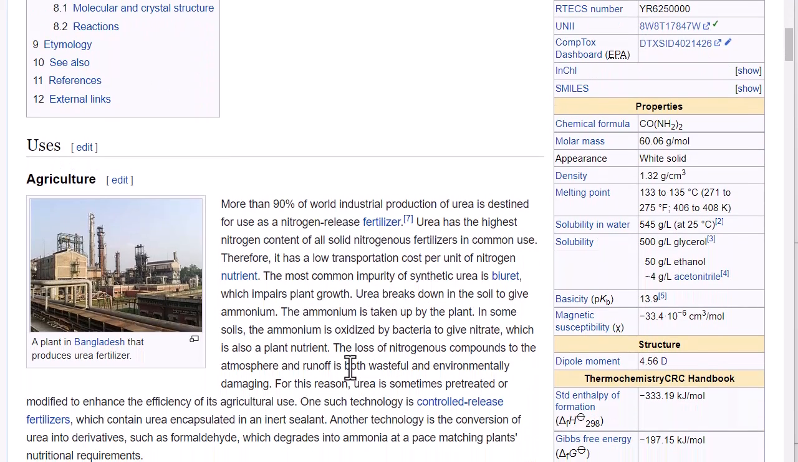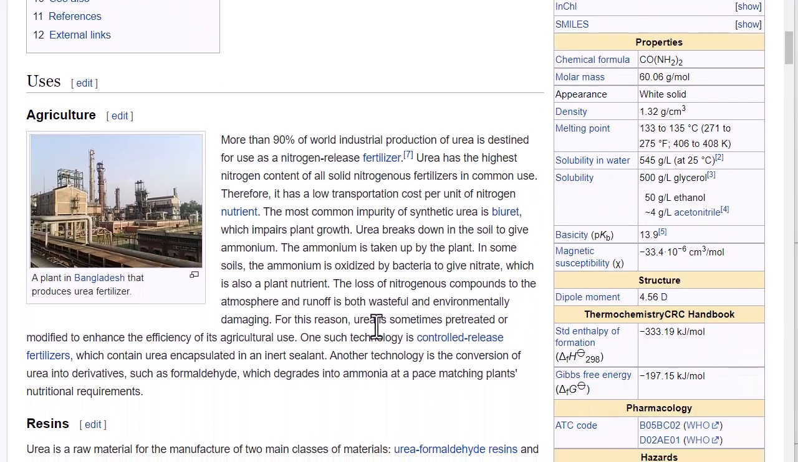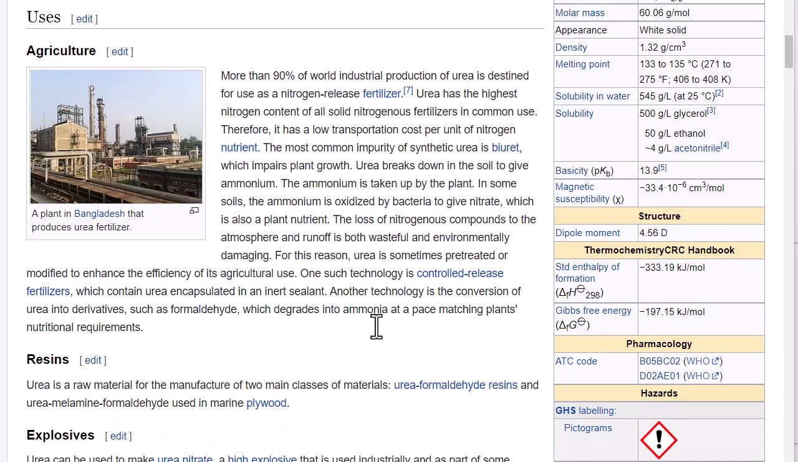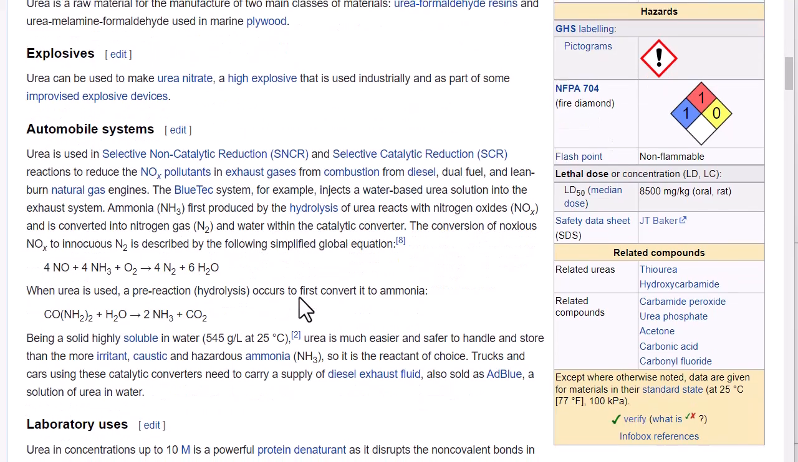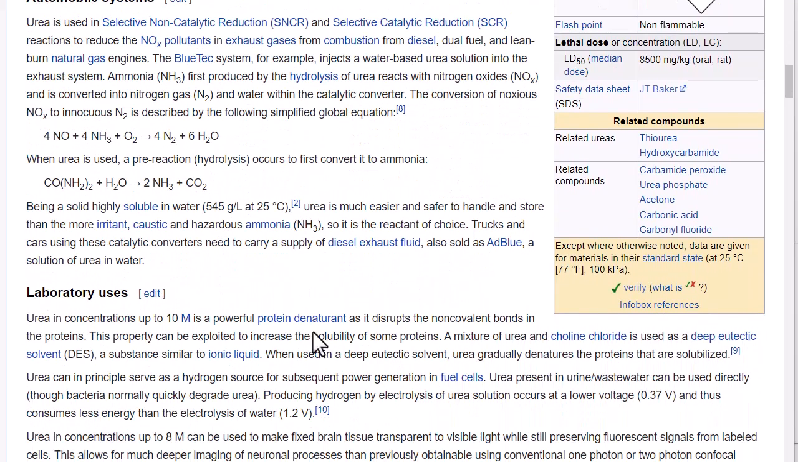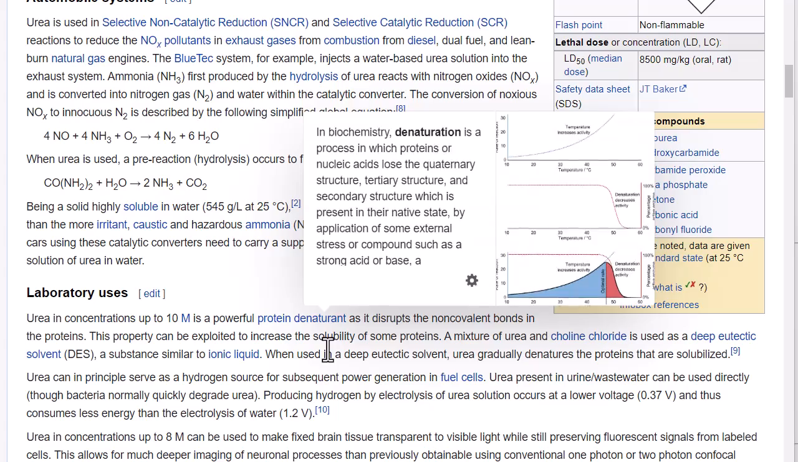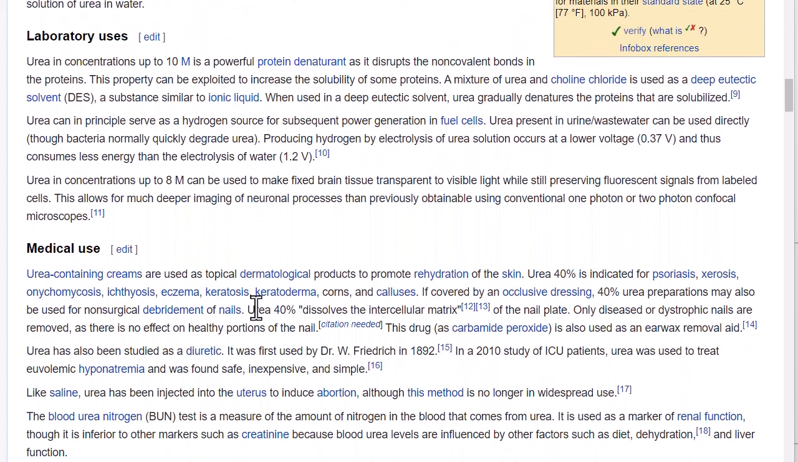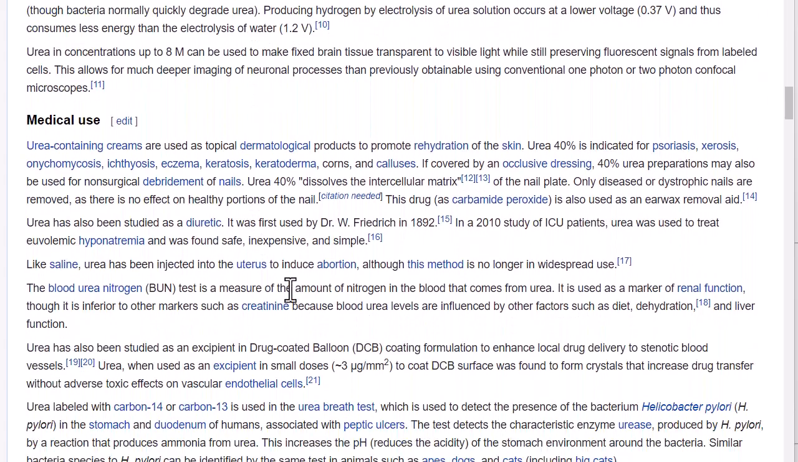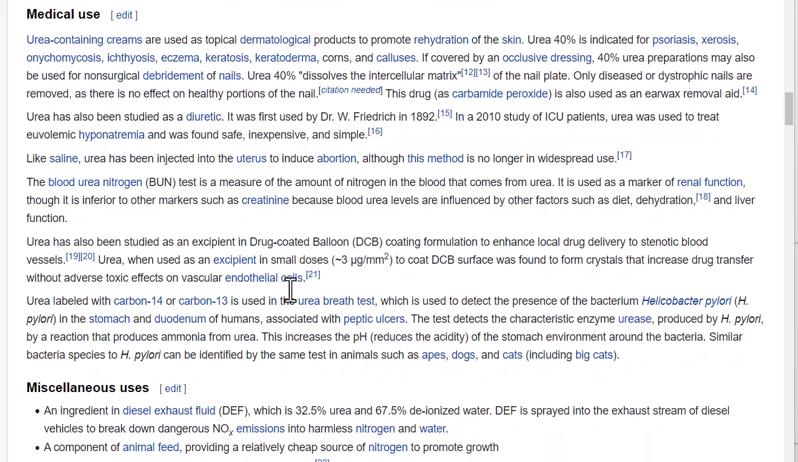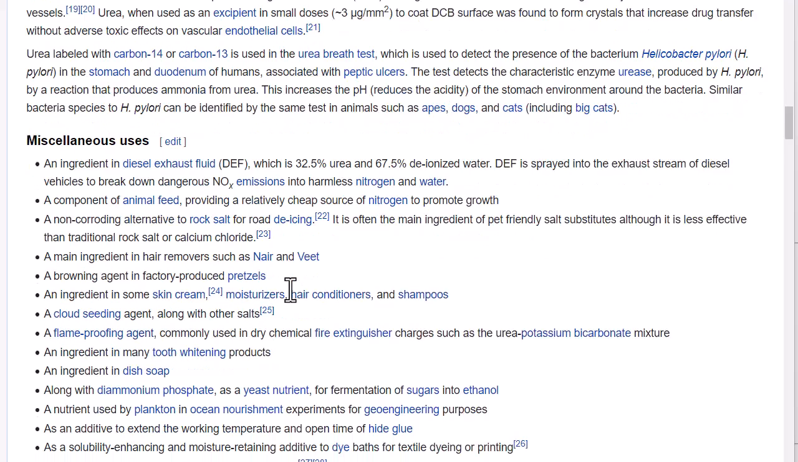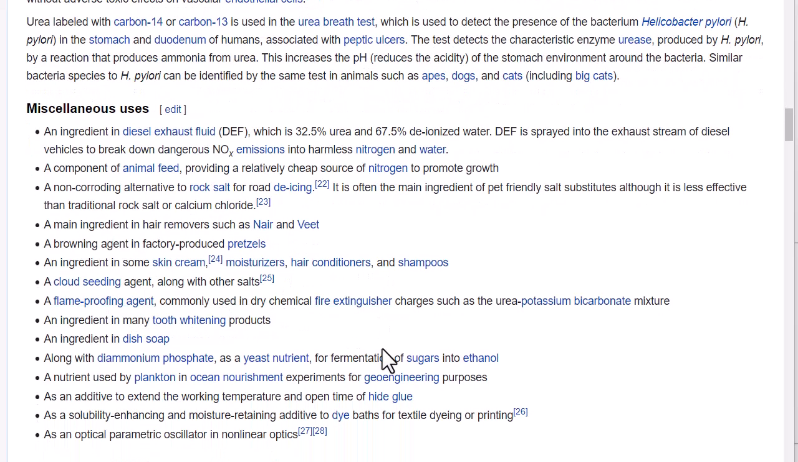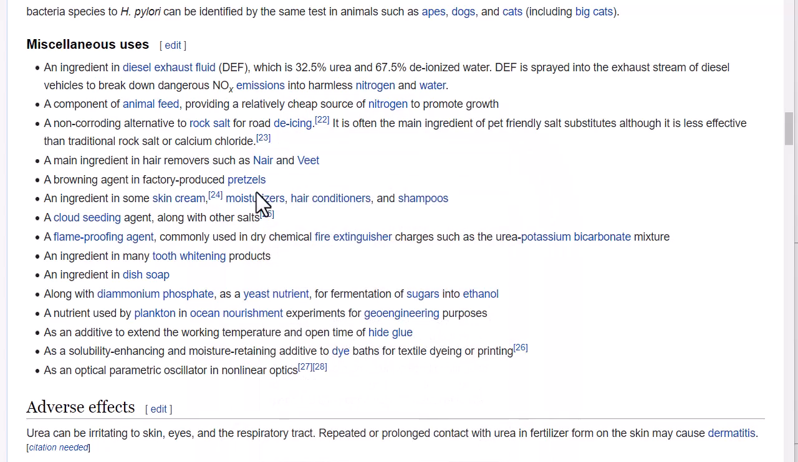Agricultural, 90% is used as a fertilizer, very high nitrogen containing fertilizer. Resins, explosives, in automobiles to decrease pollution. Laboratories, it denatures proteins. And they have got a whole host of uses in terms of medicine. It's got a lot of biological activity. And then the miscellaneous here is dish soap, dyeing, and protein and ocean nourish. I mean, even in pretzels.